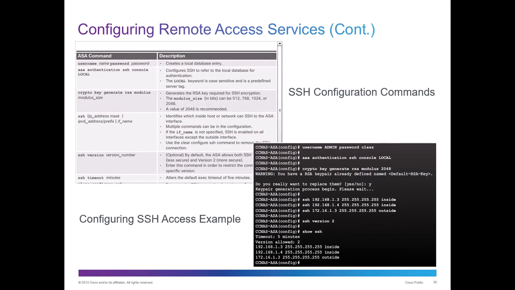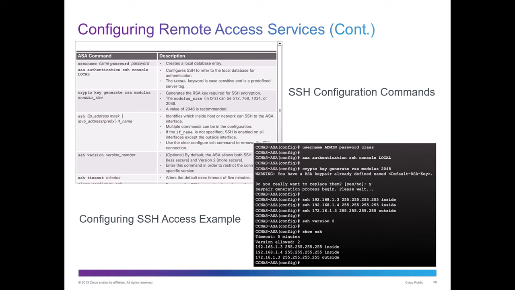How do you do SSH? Again, I want you to write this down. Username, password, AAA authentication SSH console LOCAL. You create the crypto key, 2048. And again, here are the 4 different users that are allowed to SSH. And that's it. That's all you have to do.